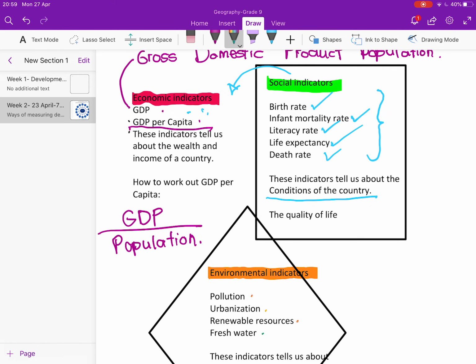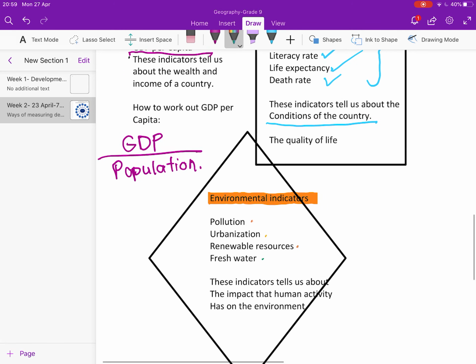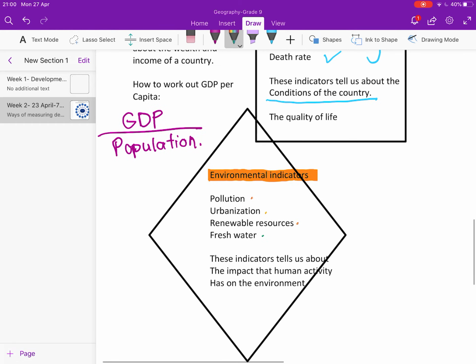If you think of the death rate, there's a lot of pollution and therefore the death rate would be higher, or the life expectancy would be much lower. So these indicators tell us about the impact that human activity has on the environment.